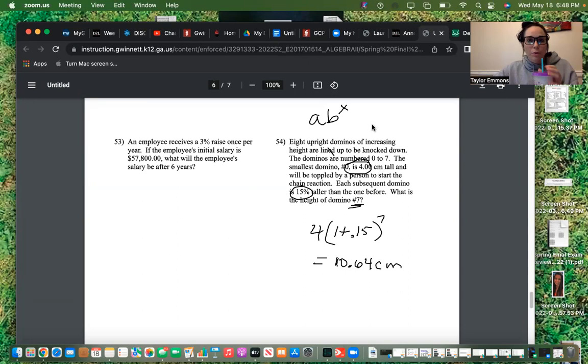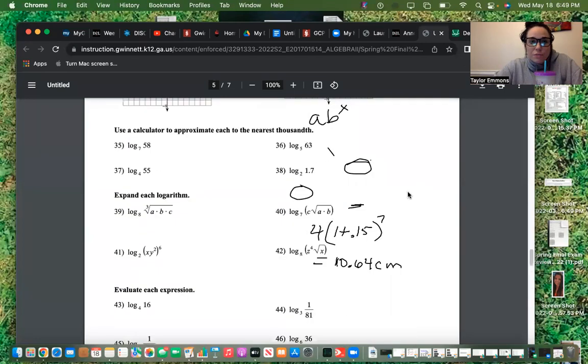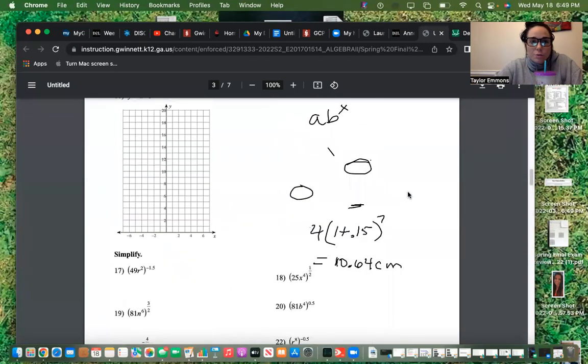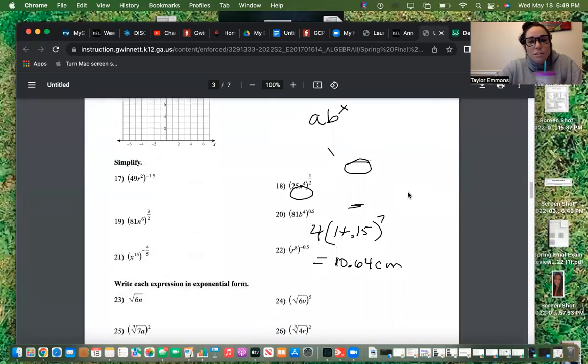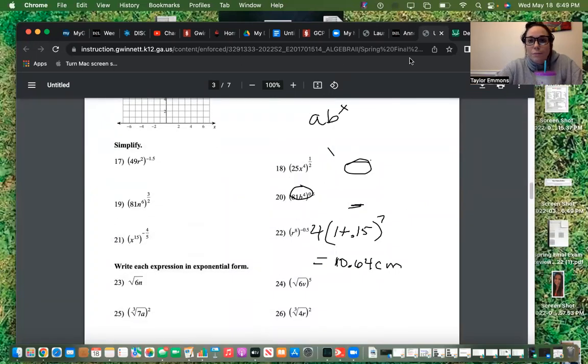Any other ones you want me to go over? Sorry, my dog's in the background. 20, okay, and 17, got you. So let's go to 20 and then 17. Yay! I love these ones. I know, I'm crazy. It's fine.